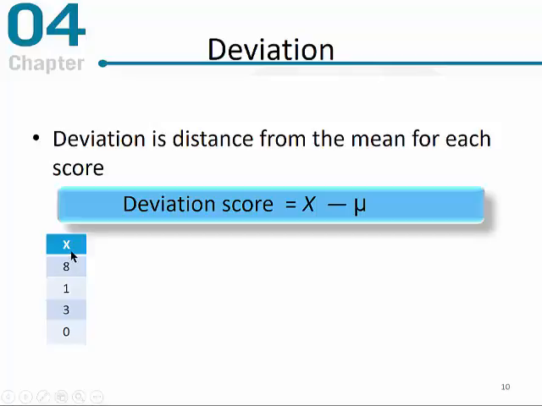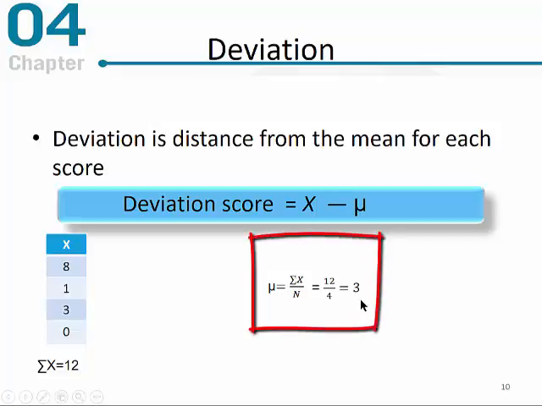So let's say we have the data set of 8, 1, 3, and 0. Let's say that's the data set for our population. We know for this formula we need the mean. The mean is just the sum of x over the total number of people. The sum of x is just adding up all the x's: 8, 1, 3, and the last person scored 0, so the sum of x is 12.